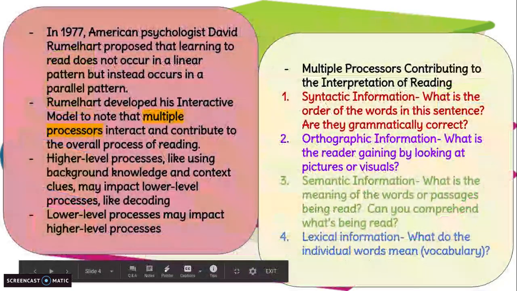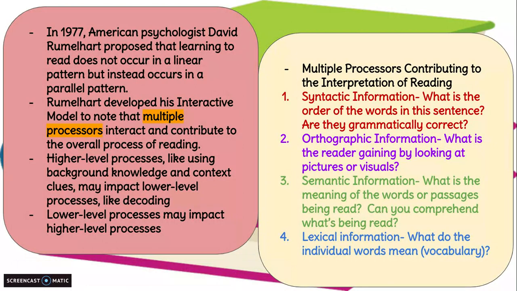All right, so there are two theorists that were proponents of the balanced interactive approach. One of them was David Rumelhart. In 1977, American psychologist David Rumelhart proposed that learning to read does not occur in a linear pattern, but instead occurs in a parallel pattern. He developed his interactive model to note that multiple processors interact and contribute to the overall process of reading.